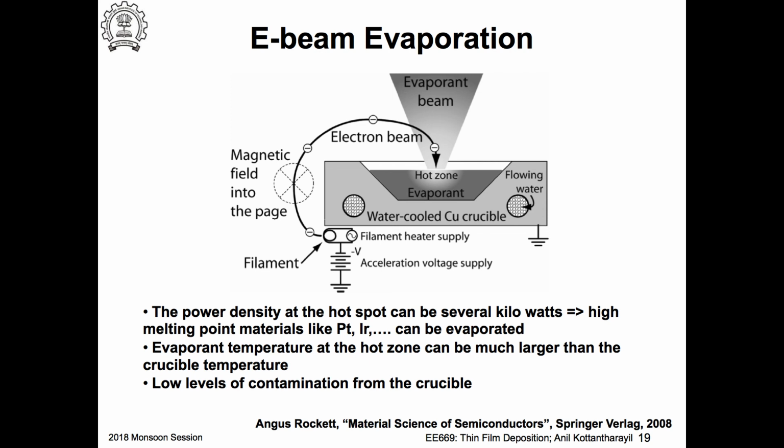So the power density can be very high. You need to focus the electron beam, and you can use different acceleration voltages and so on for this process. Now the good thing is that you don't need a crucible that can withstand very high temperature, because I can cool it very efficiently. So this means that high melting point materials can also be evaporated using this process.